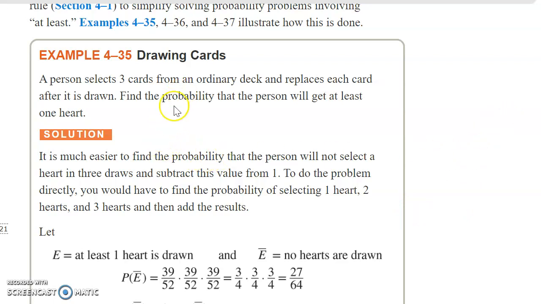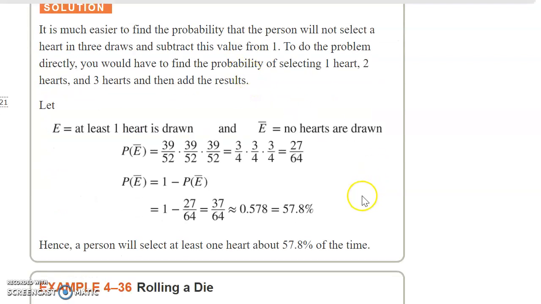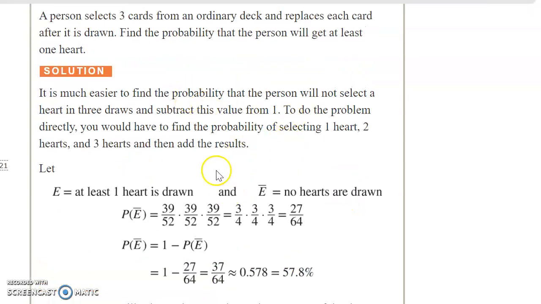So you pick 3 cards from an ordinary deck. You replace each card, so there is replacement. That's important. What's the probability that you'll get at least 1 heart? The event we're talking about here is at least 1 heart. So that could be 1 heart, 2 hearts, 3 hearts, or 4 hearts, right? Or correction, it could be 1 heart, 2 hearts, or 3 hearts because you're drawing 3 cards.